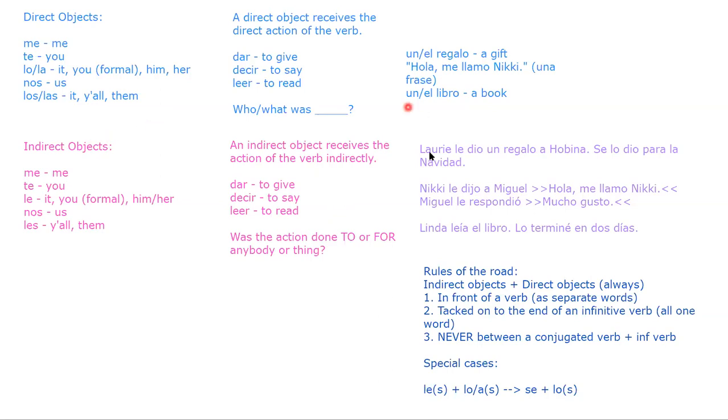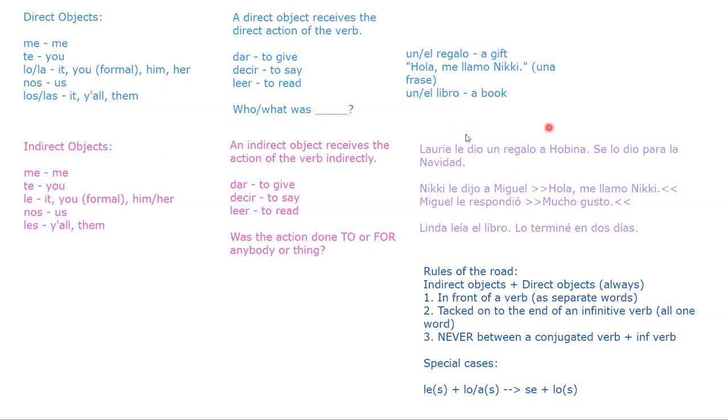Now, this is where English speakers can get a little confused because in English we just say, Lori gave a gift to Hobina. But our English brains, if we tried to translate this literally, this would say Lori to her gave a gift to Hobina. And our English brains would tell us that that's wrong. We don't say Lori to her gave a gift to Hobina. But guess what? In Spanish, we do. In Spanish, that redundancy to her and to Hobina in the same sentence is just considered consistent. If the to Hobina part is there, the to her part has to be there too.